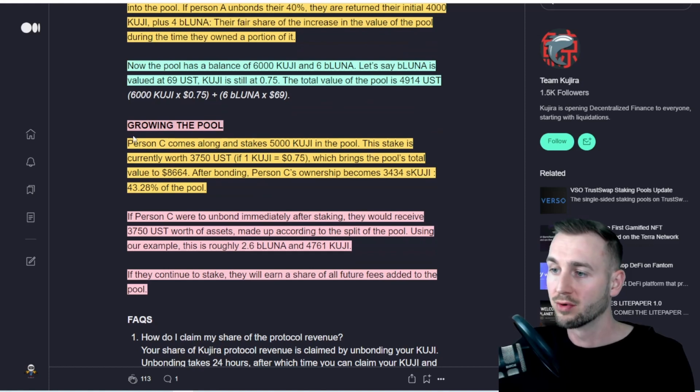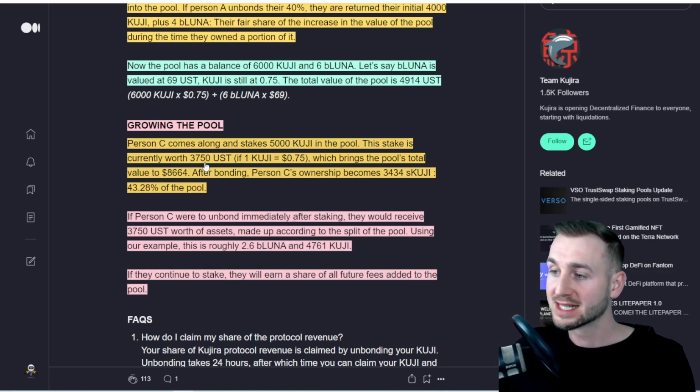Now the pool starts to grow. Person C comes along and stakes a further 5,000 Kuji, and this stake is currently worth 3,750 UST. Adding to the previous value here equals 8,664. Now, after this person's bonded, their ownership becomes 3,434 S Kuji, i.e. 43.2% of the total pool. So having just entered, if person C now decides to unbond immediately after staking, they would receive 3,750 UST worth of assets made up according to the split of the pool.